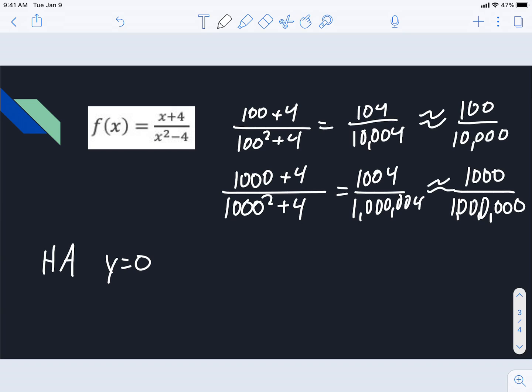What I'm saying here is that at sufficiently large values of x, this plus 4 and this minus 4 really start to become insignificant. The difference between a million and 4 and a million really isn't that much. Even 1,000 and 4 and 1,000. And if you start plugging in like 10,000 and a million and 10 million, that 4 becomes more and more insignificant. Oh, I just realized that I added 4 in the denominator instead of subtracting, but it's basically the same thing.